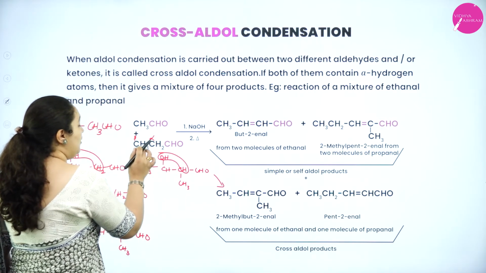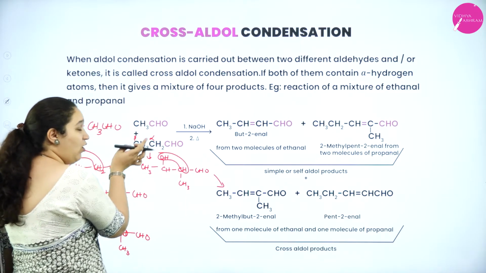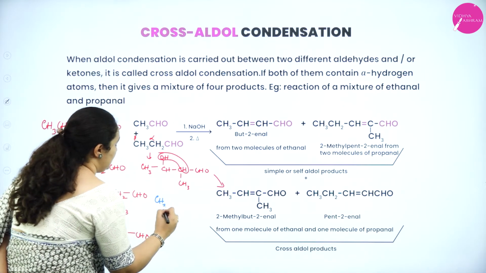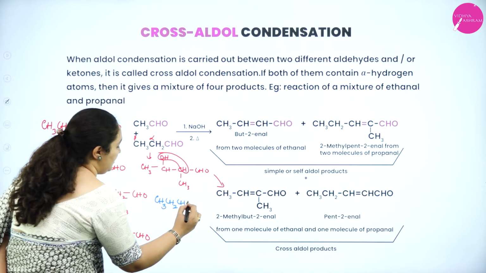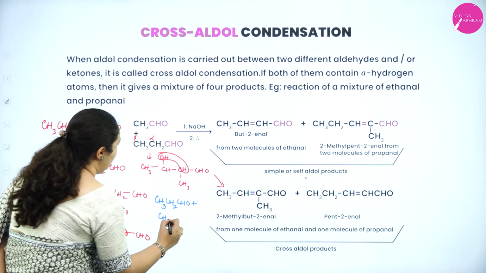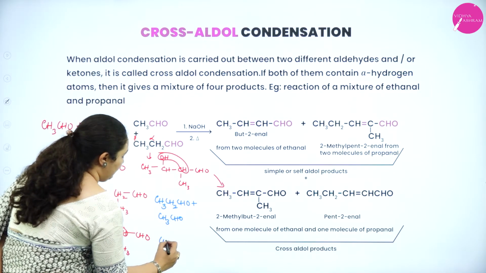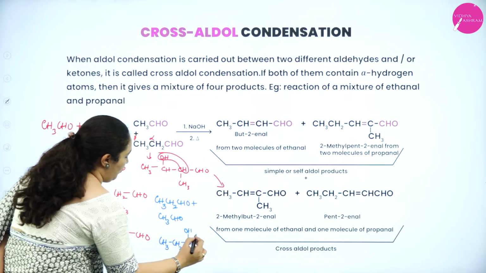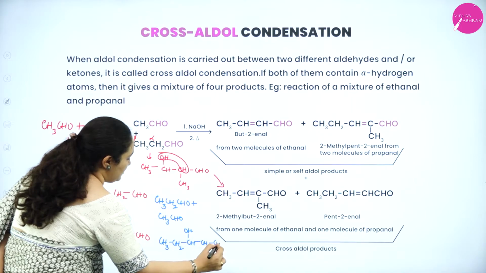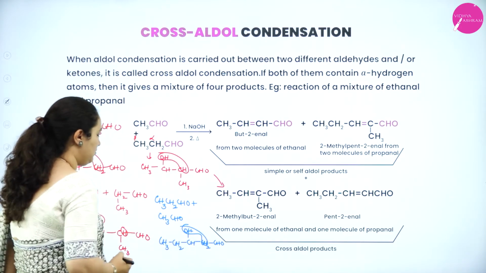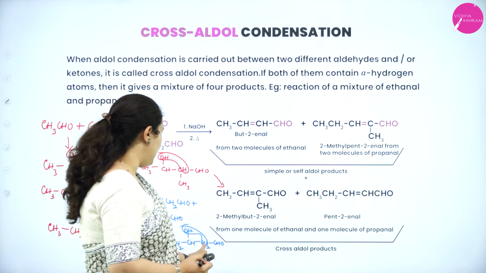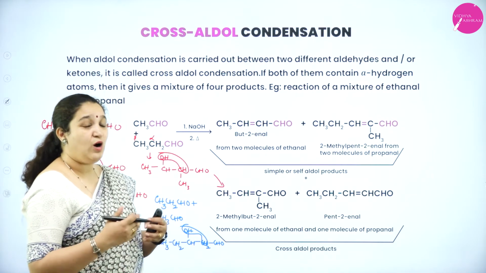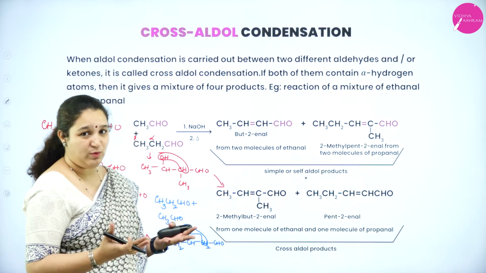Okay. Now, if this ethanal is adding on to propanal, then what will you get? So, I am taking CH3, CH2, CHO, to which I am adding CH3, CHO. Then I will get CH3, CH2, CH, OH, CH2, CHO. And from this water is removed. So, I will get CH3, CH2, CH double bond, CH, CHO, pent-2-enal. So, I hope you have understood how we are getting 4 different products.